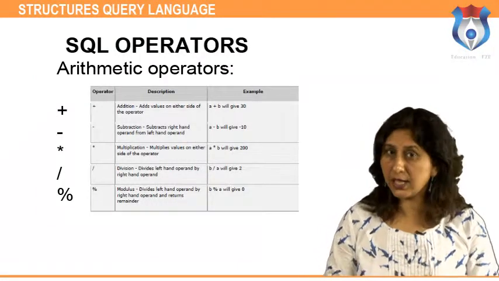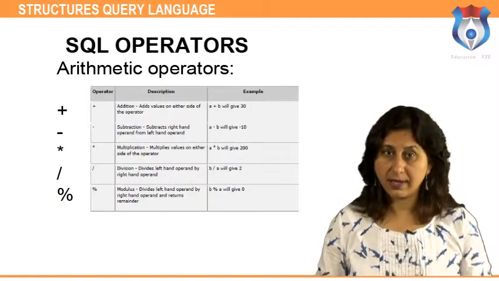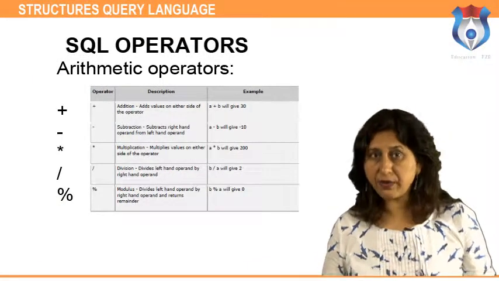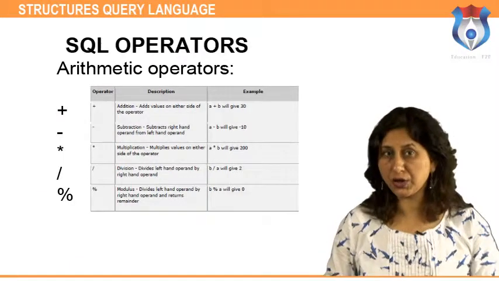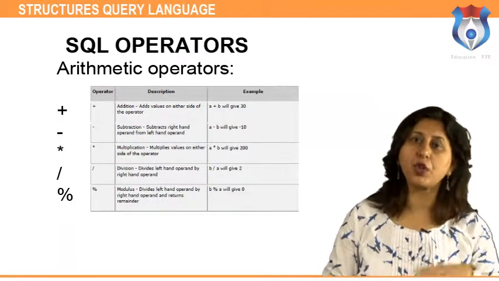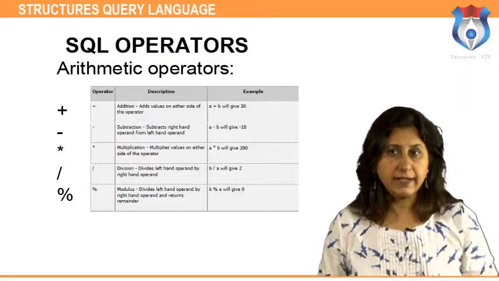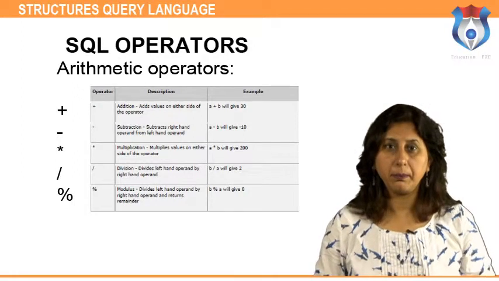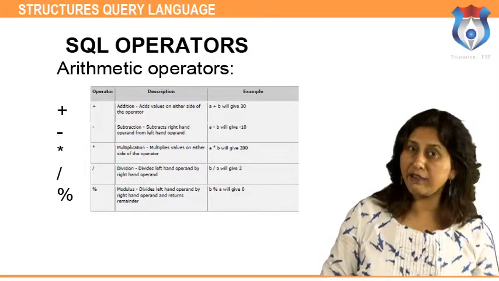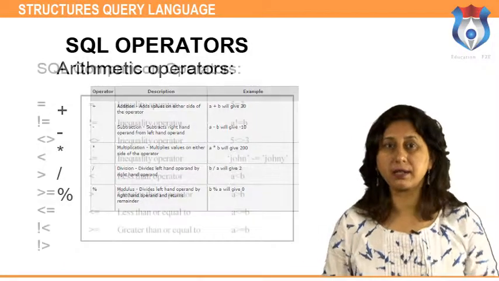Addition. Add values on either side of the operator. Subtraction. Subtract right-hand operand from left-hand operand. Multiplication. Multiplies values on either side of the operator. Division. Divides left-hand operand by right-hand operand. Modulus. Divides left-hand operand by right-hand operand and returns remainder.